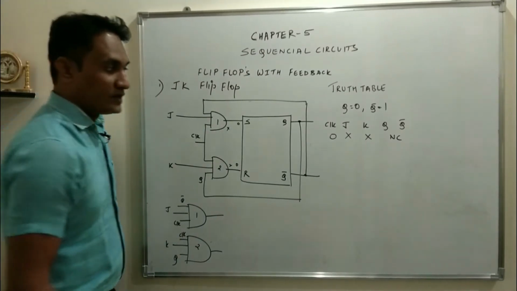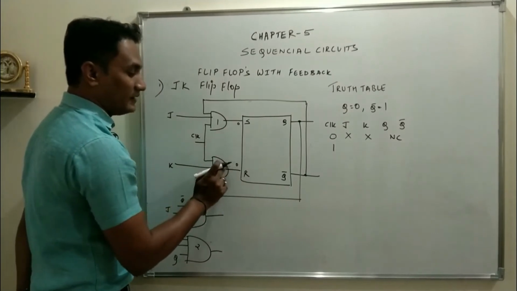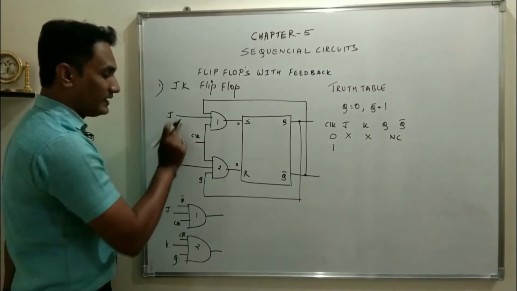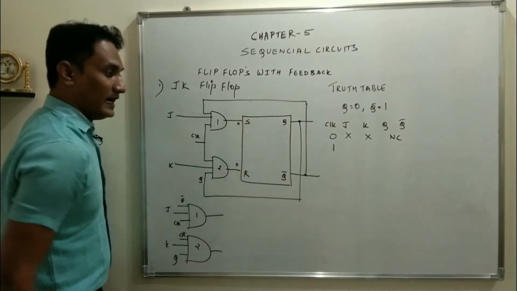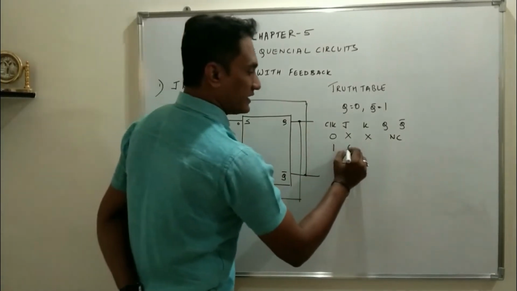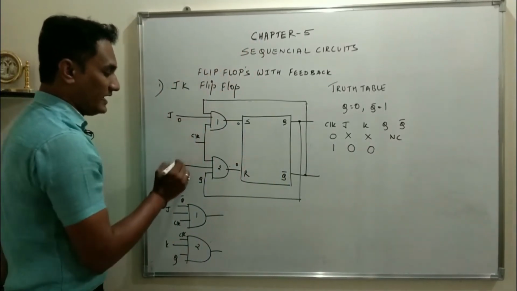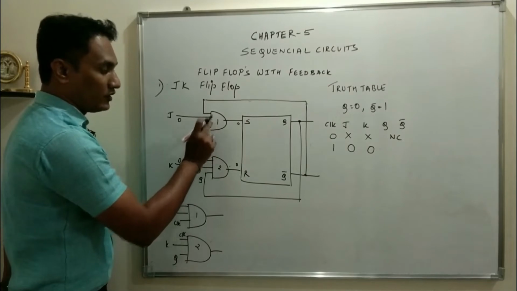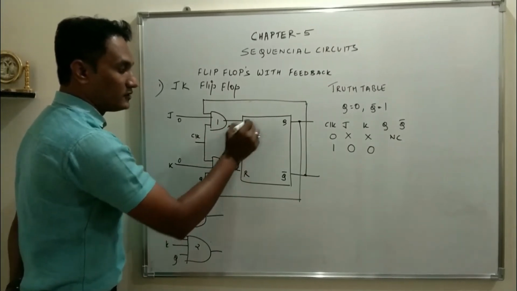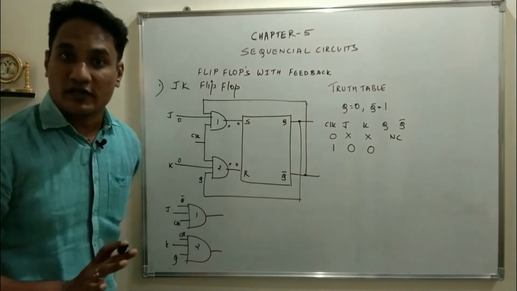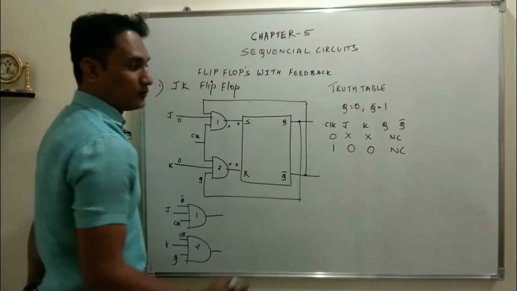Now if clock is 1, these AND gates are enabled. So whatever input you are providing at J and K, and whatever feedback is coming, will be transferred through S and R. Let's say the first condition is J and K both 0. If J and K both are 0, one input of both the AND gates is again 0. Both the AND gates will be disabled. The output will be 0, S0, R0. No trigger has been provided. Therefore, there will be no change in the output condition.